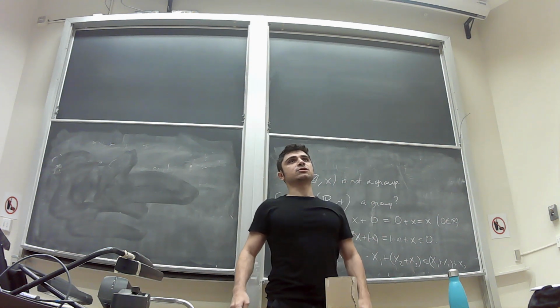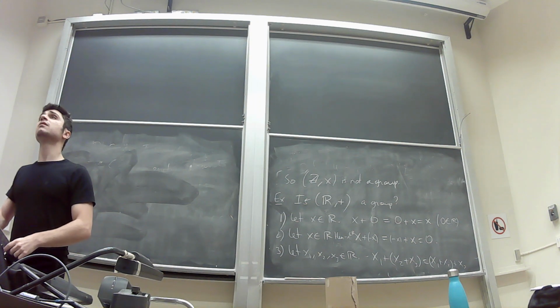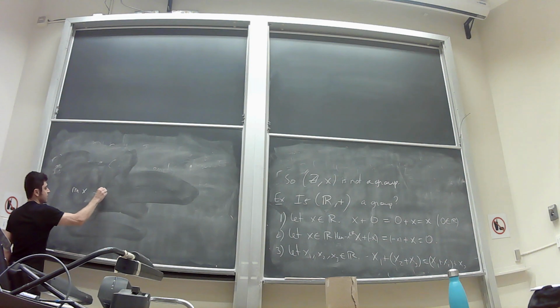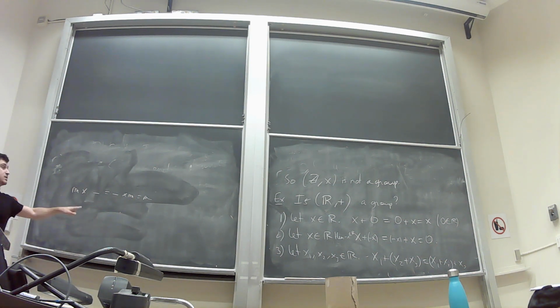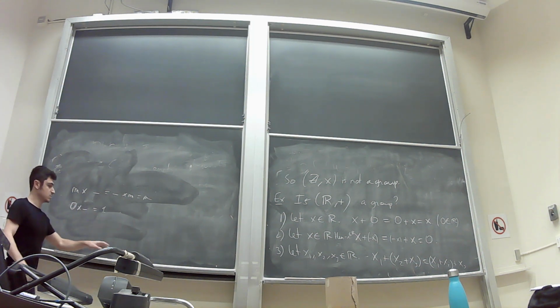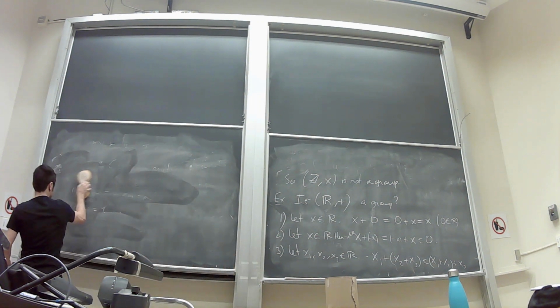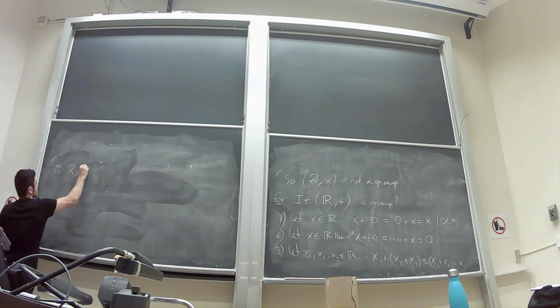So R under multiplication. Can I find an element in R such that M times that element is equal to that element times M is equal to M for any M in R? Yes. What is this element? 1, right? Now, can you find an element such that 0 times it is equal to 1? No. So R under multiplication is not a group.